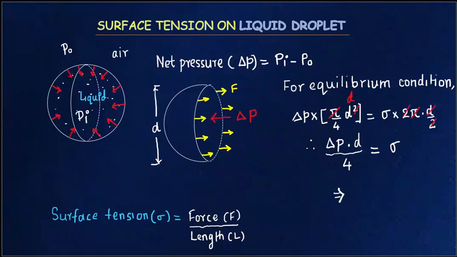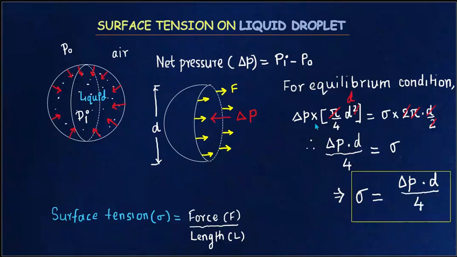So from here we get a very simple outcome of surface tension for a liquid droplet as delta P times diameter over 4. So friends, this is the expression for surface tension of a liquid droplet, which has net pressure inside as delta P and diameter as D. In that case you can find sigma equal to delta P D by 4.